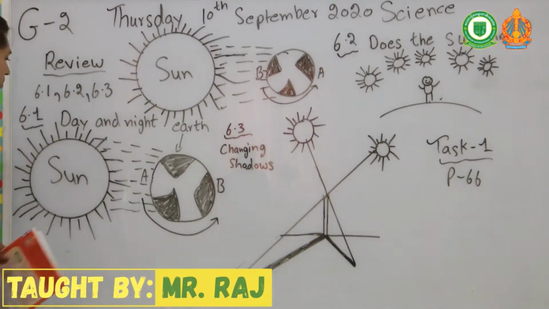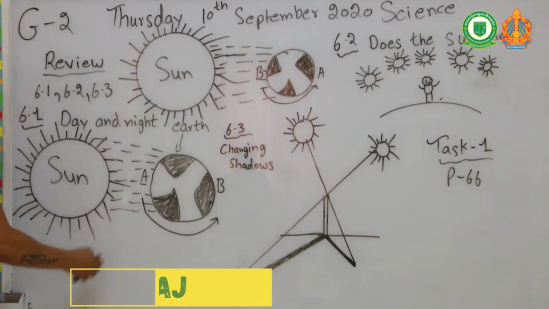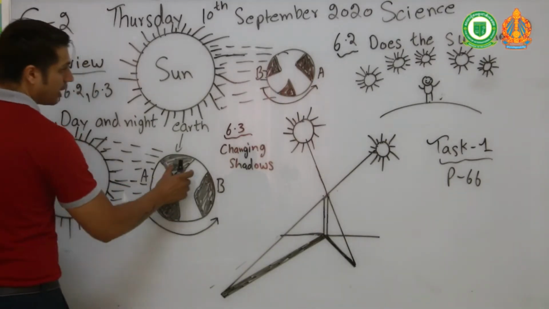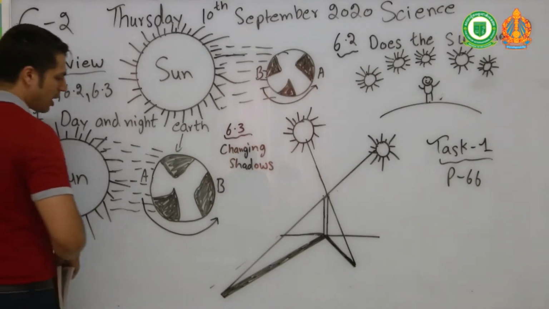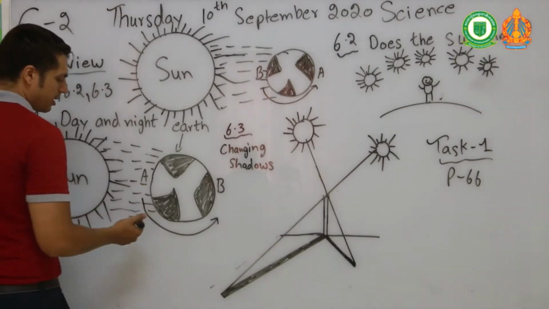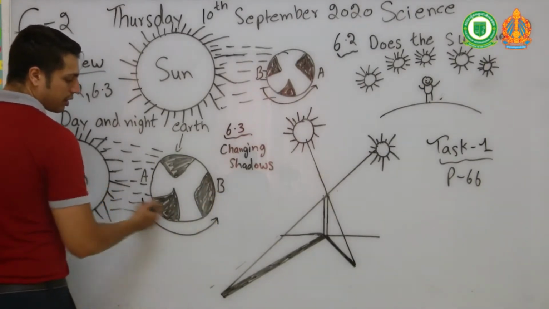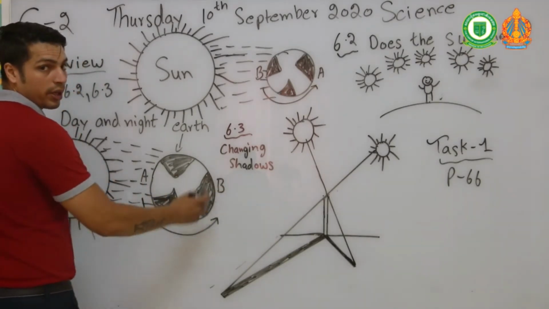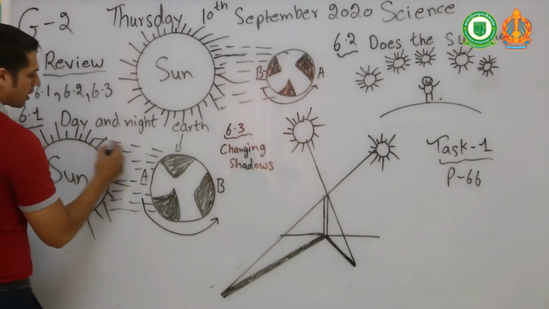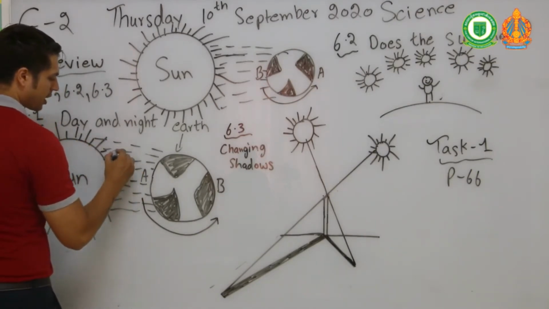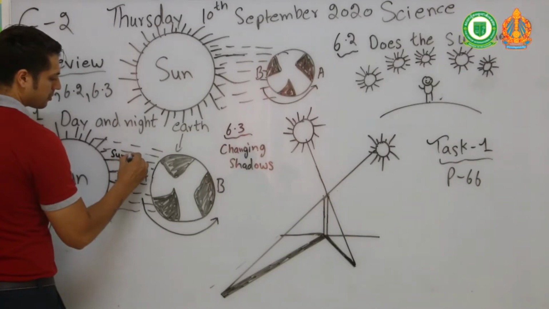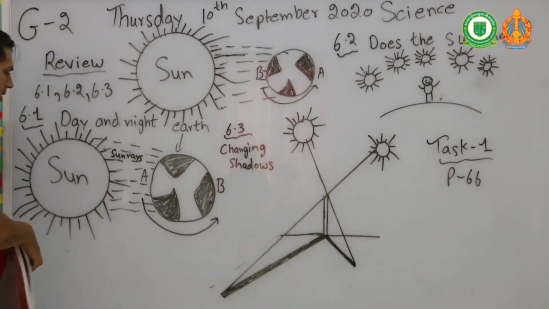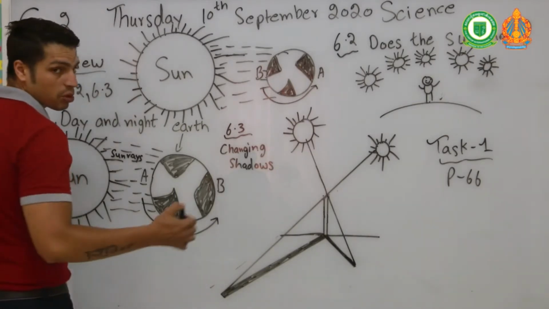Have a look at this picture. Here is the sun. Here is the earth. Now you can see the earth spins this way, towards this side, anti-clockwise. Now the sun rays, here we have sun rays, or we can say sunlight. So sunlight comes to the earth.